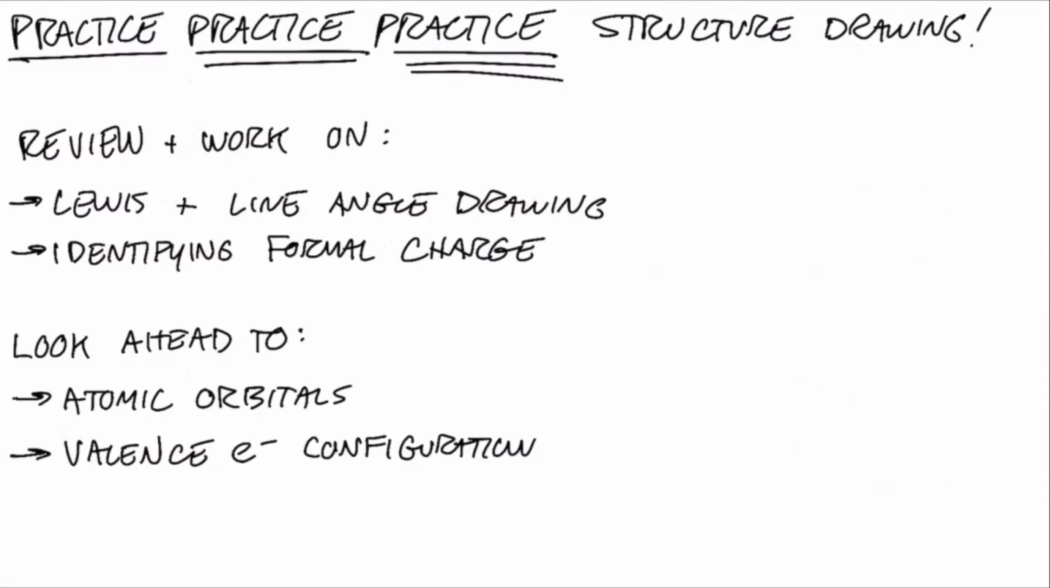And also, we didn't do a ton of identifying formal charge in the video today. Hopefully you did a bit of that in Gen Chem, so I'll make sure that you get some homework problems and practice problems that allow you to do that as well. And if this feels comfortable to you and you're ready for the next thing, you can feel free to go ahead and look forward to atomic orbitals and valence electron configurations. That's what we'll be talking about in our next video.